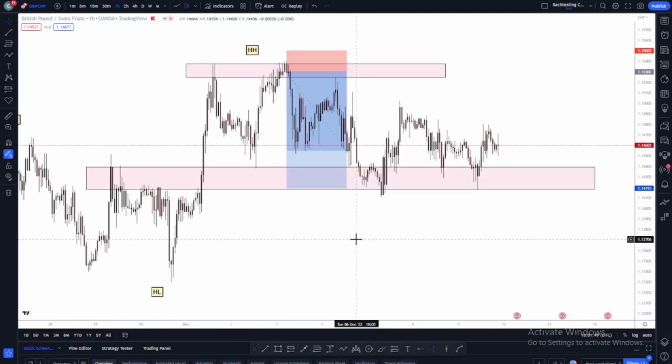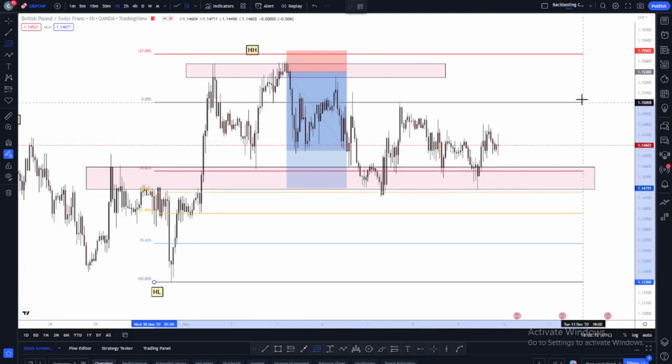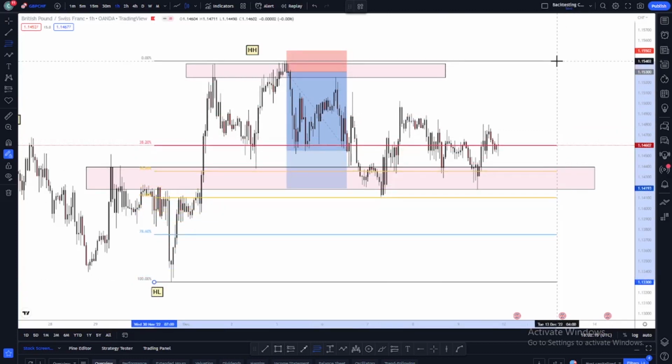Okay, so after price came into our resistance level where we were expecting the retracement to end, what do we do next? Take our Fibonacci. We drag from point A to point B. We can see that our resistance comes in confluence with our Fibonacci golden zone, which is our 50 to 61.8 Fibonacci golden zone.